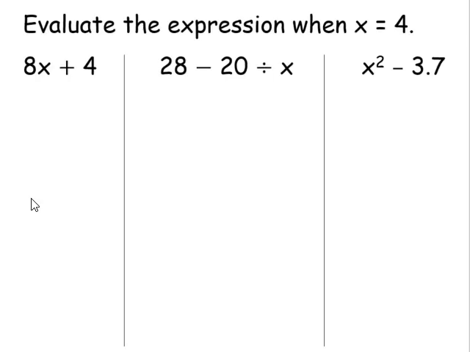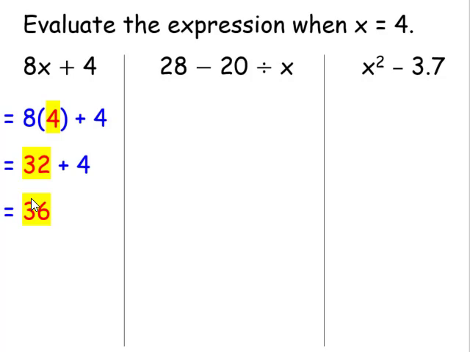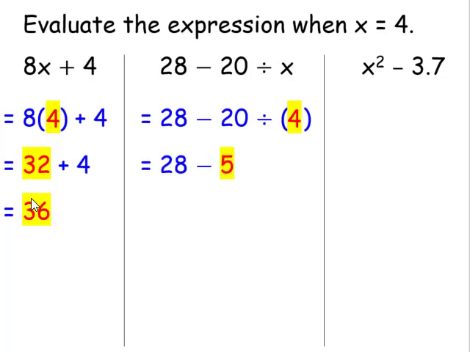On the first one, we have 8 times 4 plus 4. 8 times 4 is 32, and 32 plus 4 is 36. On our next one, we have 28 minus 20 divided by 4. Order of operations says we're going to have to divide before we subtract. 20 divided by 4 is 5. 28 minus 5 is 23.